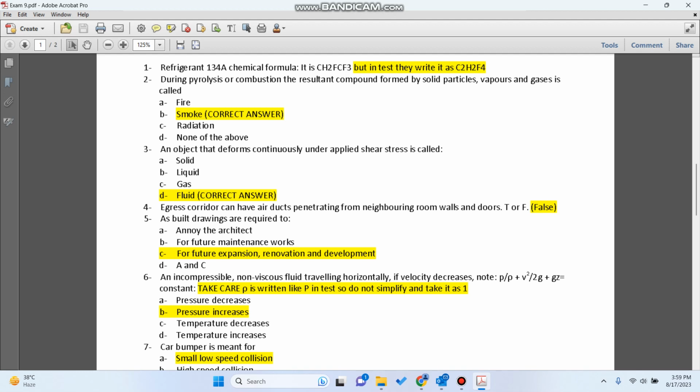Question number 3. An object that deforms continuously under applied shear stress is called fluid. Yes, of course, fluid. Wherever you apply a little shear stress, it will start deforming. Not gas, you don't need to apply any shear stress. In general, we say it as fluid. It's a mixture, of course, we can say liquid or gas, but the exact word is fluid.